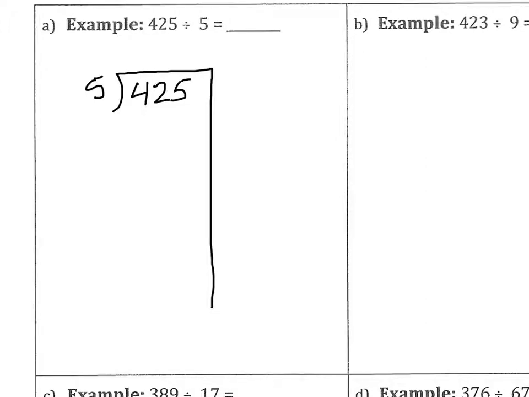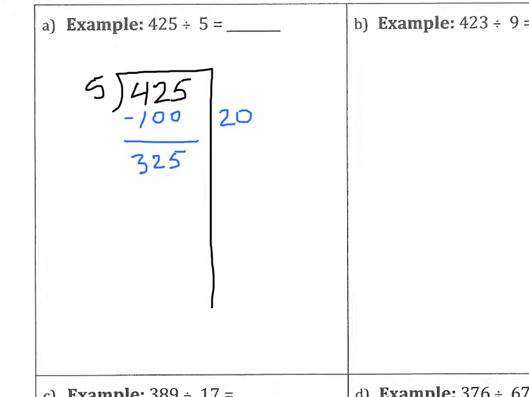Now I'm looking at this and I'm thinking, I'm not sure how many times 5 goes into 425, but I know that 5 times 20. Let's try that. I know 5 times 10 is 50, and 5 times 20 is 100. So 5 times 20 is 100. Now I'm going to subtract that. 425 minus 100 is 325.